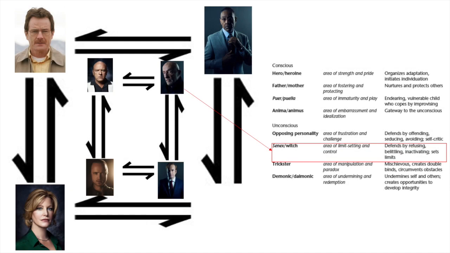And I really thought it was cool that Mike, being the wise old man, or the Senex, which is the shadow of the father archetype embodied by Hank, whereas Hank is an active DEA agent, Mike is a corrupt cop. He's no longer a police officer, and he uses his skills as a cop to basically be in league with the shadow forces in the show, led by Gus, or the opposing personality.